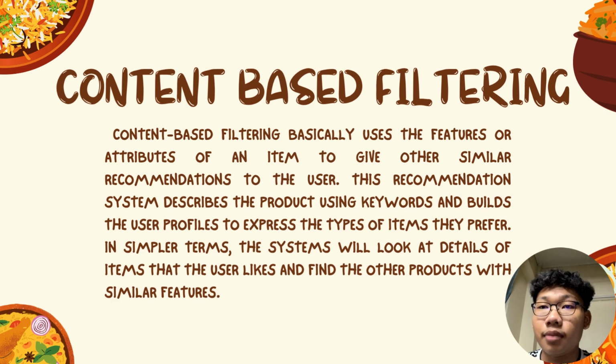So for our project, we use content-based filtering. Content-based filtering basically uses the features or attributes of an item to give other similar recommendations to the user. This recommendation system describes the product using keywords and builds the user profile that expresses the type of item they prefer. So in simpler terms, the system will look at details of items that the user likes and find other products with similar features.